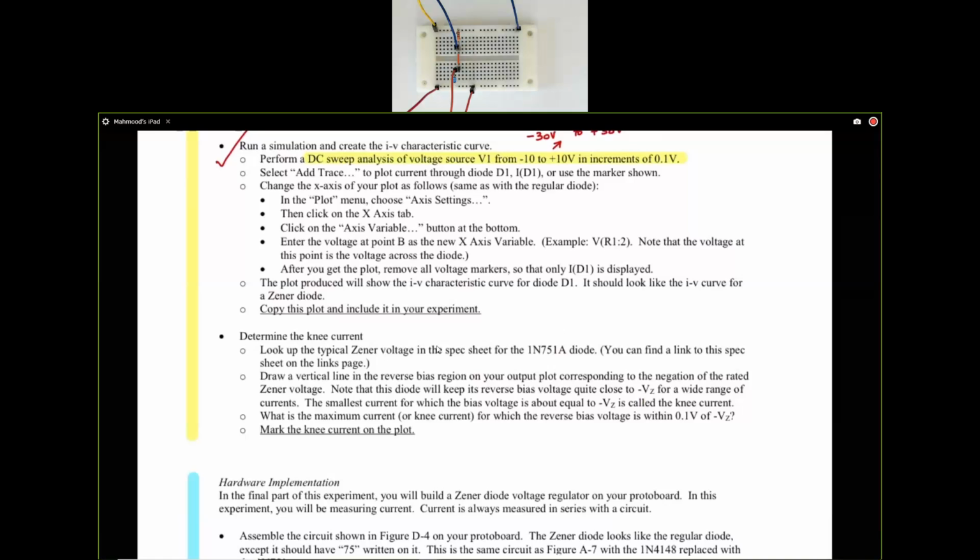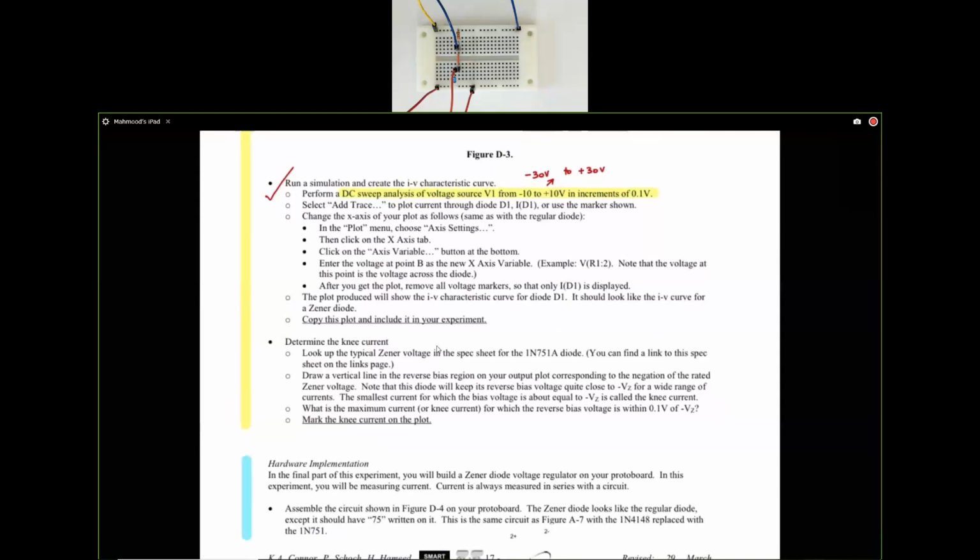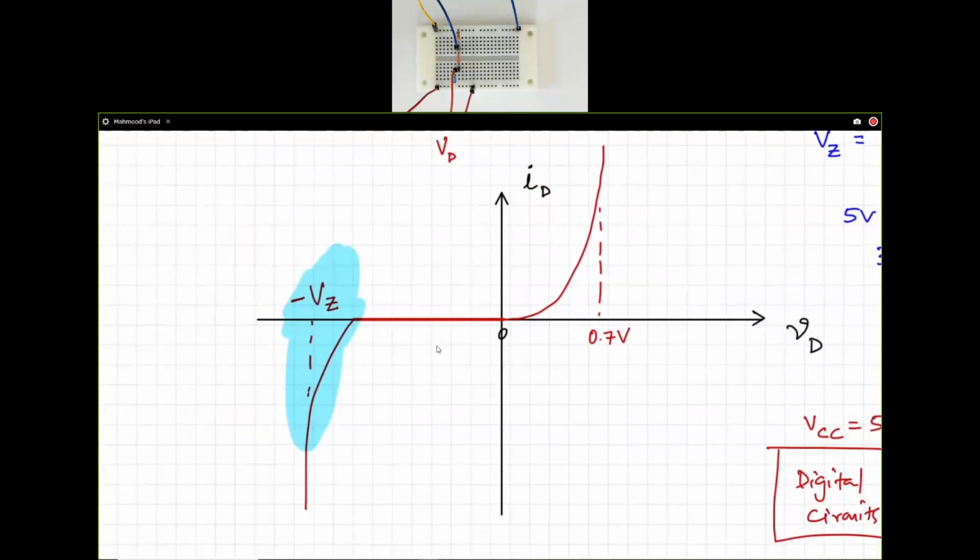Do you see that? So you are essentially saying that if you have, say, a graph like this, you are going to mark a line. I use blue for this. Wherever you have that negative VZ read from the data sheet, you are going to find the smallest current, and that will give you the knee current.